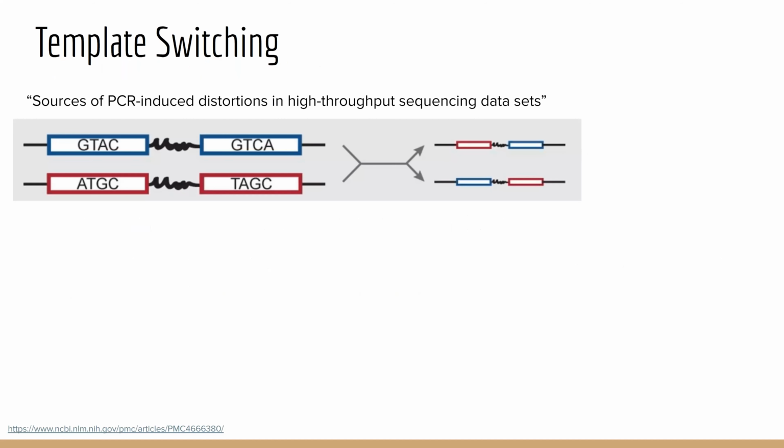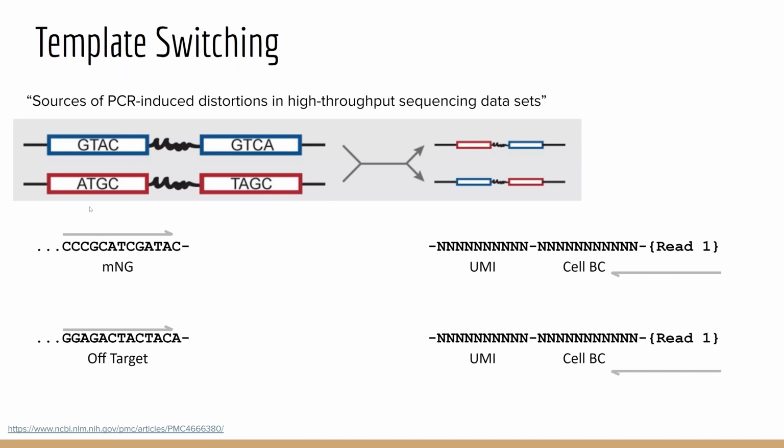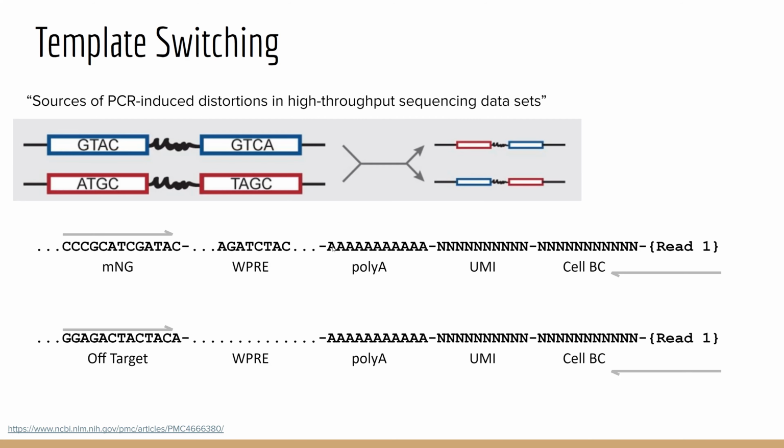And so what's likely happening is during PCR amplification, we have our fluorophore, our mNeonGreen transcript, and we have some off-target transcript, like from oligodendrocytes. And when the polymerase goes and does its amplification, because there are regions of commonality between these two, it will flip in the middle and associate the wrong UMI and cell barcode with the wrong transcript. And this happens at different rates depending on what genes are expressed in that particular cell type. So it's a big mess.